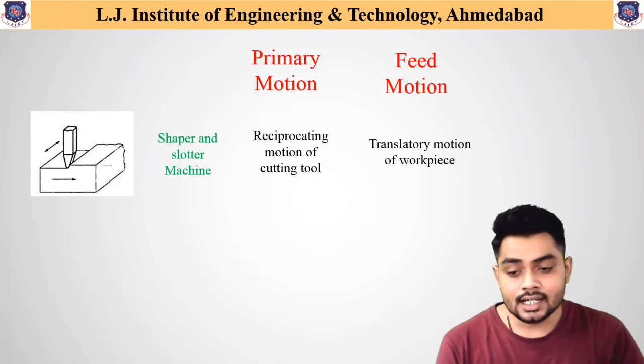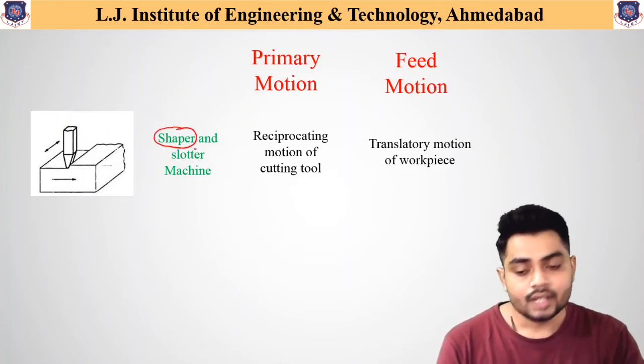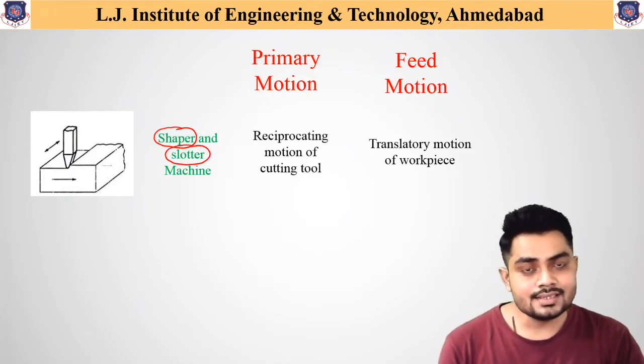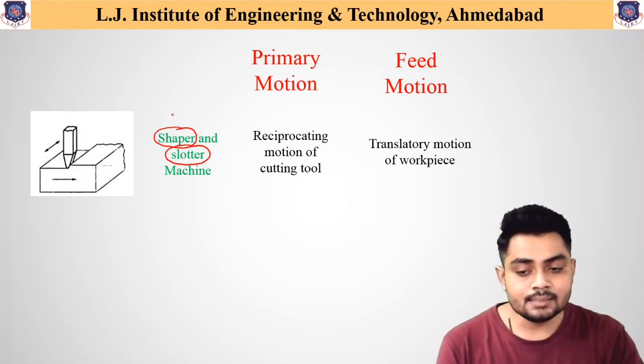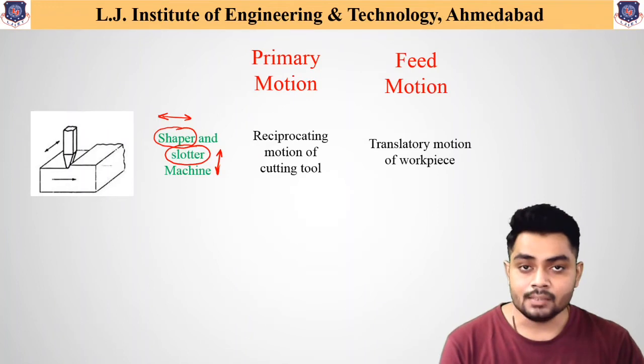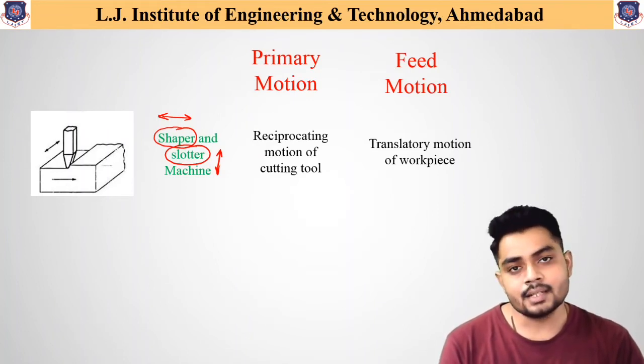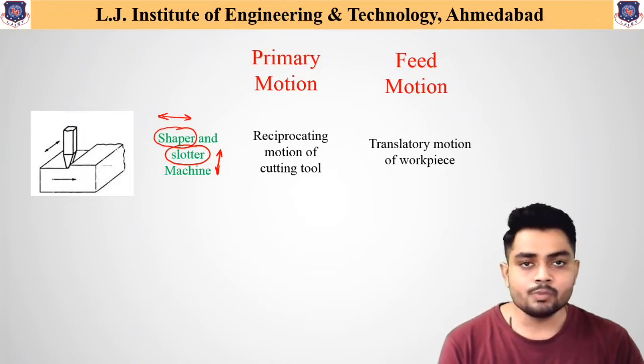Now I have listed these two machines over here. The first one, that is the shaper machine, and the second one, that is the slotter machine. Now in both these machineries, as we have discussed in our introductory lecture, in shaper machine the movement is in the horizontal direction, and in the case of the slotter machine, if we rotate it by 90 degrees, that means the vertical movement, that will give us the slotter machine. So that means the primary and auxiliary motion both are similar in the case of the slotter and shaper machine, just the direction of movement is different.